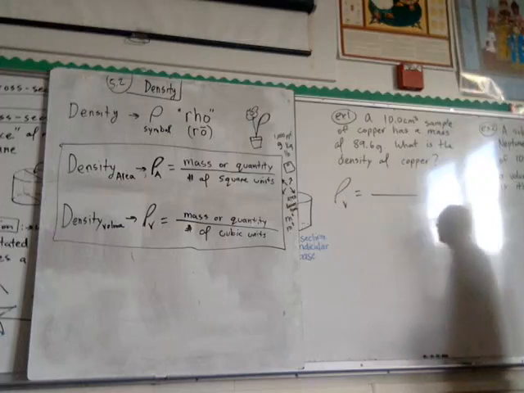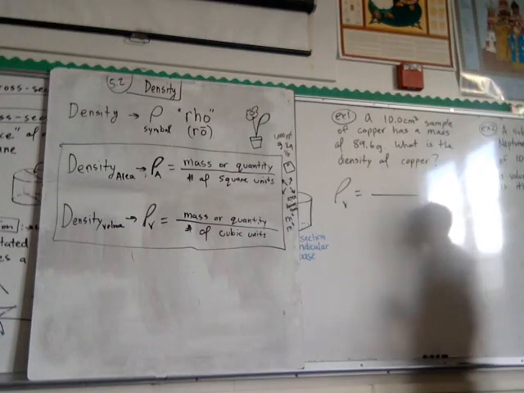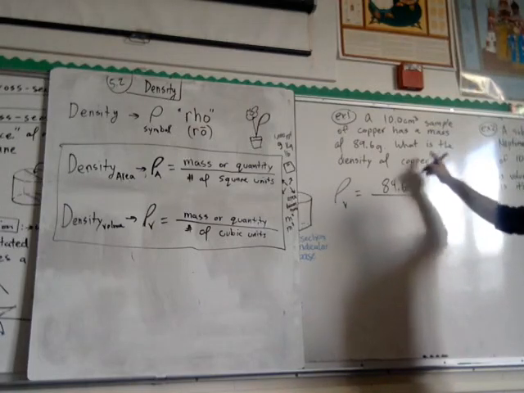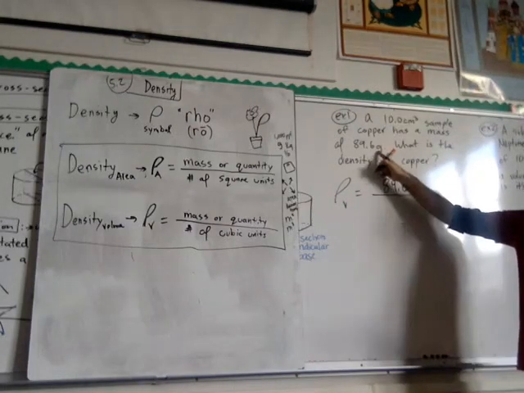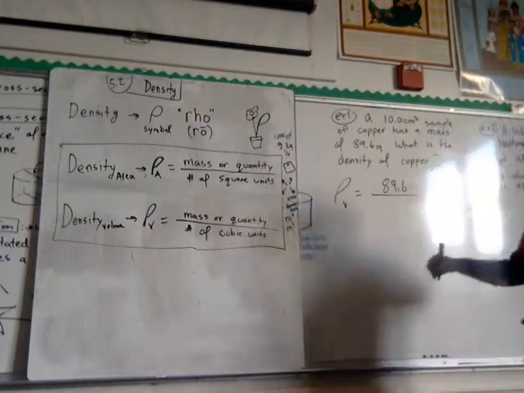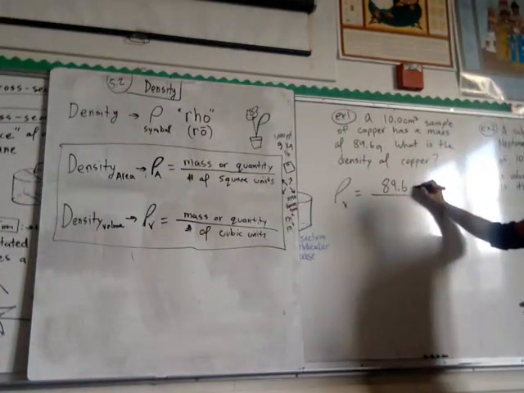Oh, wait. No, sorry. My bad. 89.6. And why did you change that? You're right. Yeah, because I saw mass of the copper. Good. Mass of, and we have grams. We know that grams, it's a mass, okay? So I put 89.6 grams.